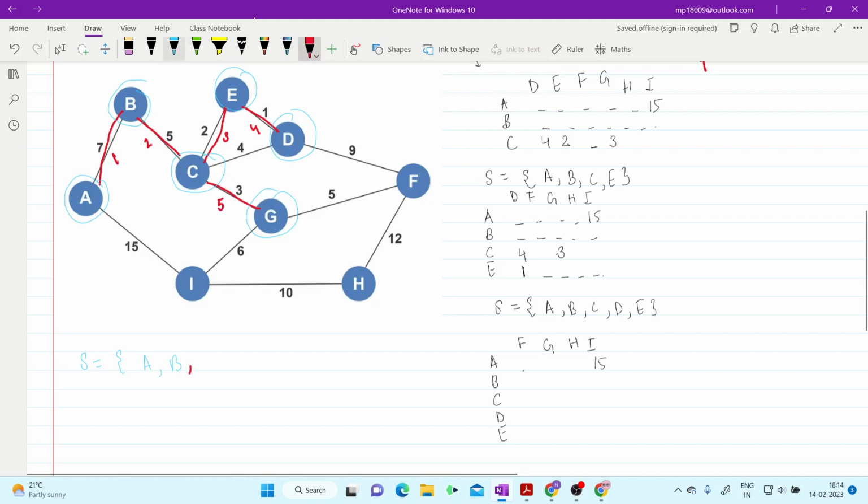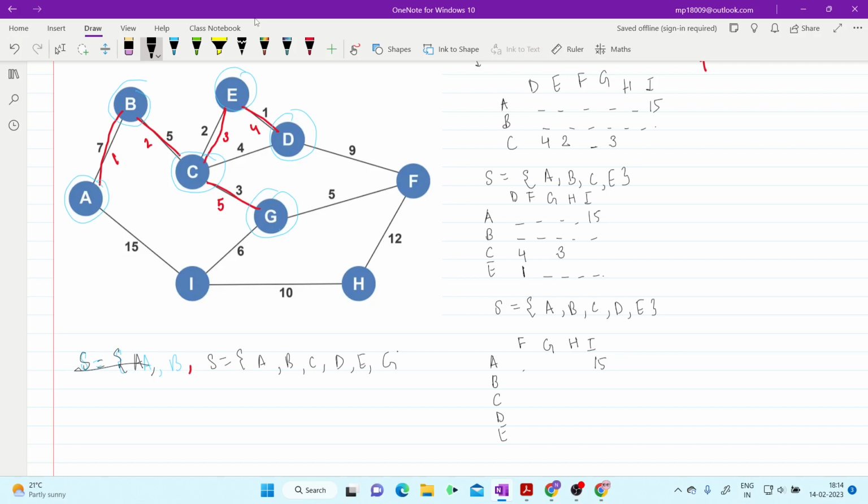Now our S becomes A, B, C, D, E, G. So what is the next vertex? So now this is the cut. Next edge should have one vertex in the blue, the one which is circled with blue, and the other from the remaining ones. So what will be the next edge? GF. Yeah. So now the next edge is GF.